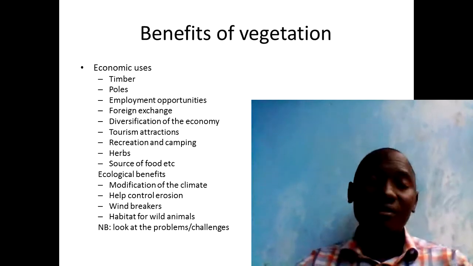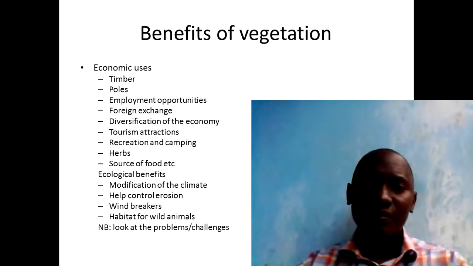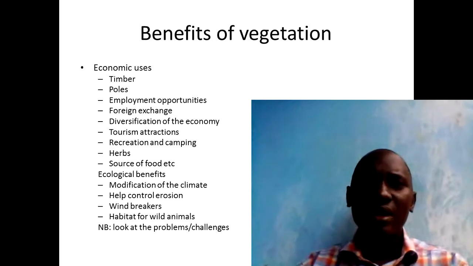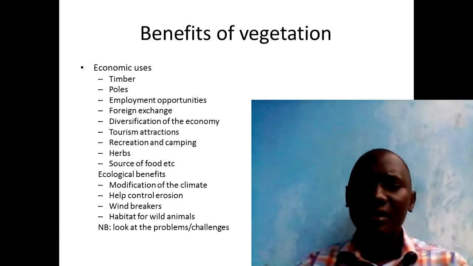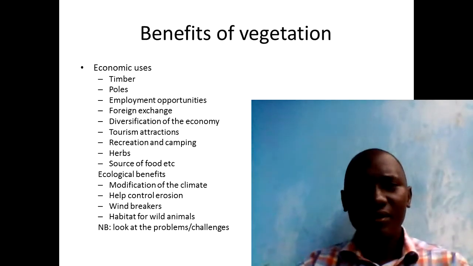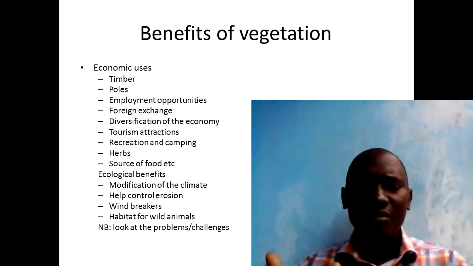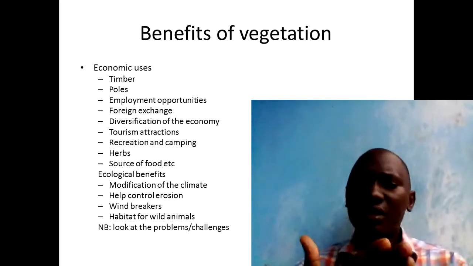Then our vegetation is also a tourist attraction. A lot of money is earned by East African countries from the tourism sector, because people come here, attracted to our flora and fauna. Forests are also used for camping and recreation. Those of you who go to Eastern Uganda see that there's a campsite in Mabira Forest and many other parts. Maybe some of you have gone on a camping expedition, and you camped close to a forest or within a forest.